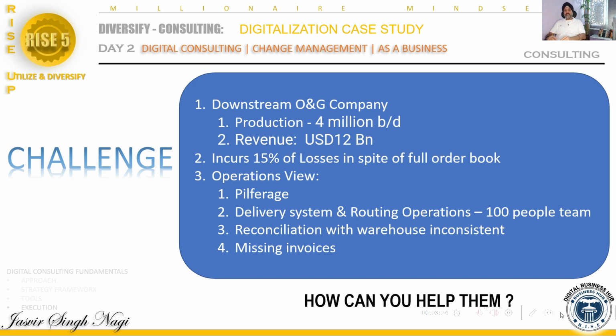Then the third element is that the reconciliation with warehouses is inconsistent. Whatever data they have comes with time, and the warehouse data also comes along after some time. When they match it, they realize with a delayed notation that it's inconsistent. So where is it going? Again, a cause for pilferage. They don't know what is happening exactly, so the control is less. On top of that, and adding further delays, there are missing invoices. So they don't know what is happening at that level also.